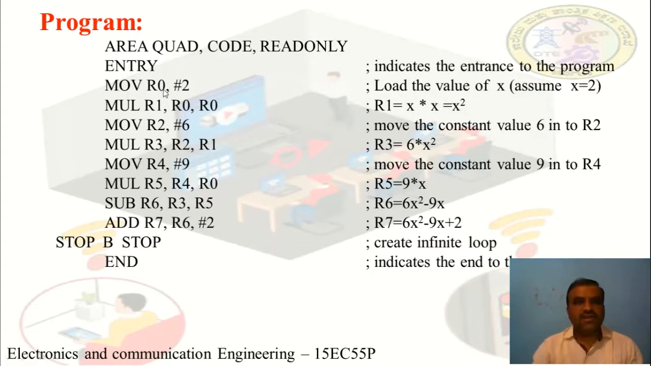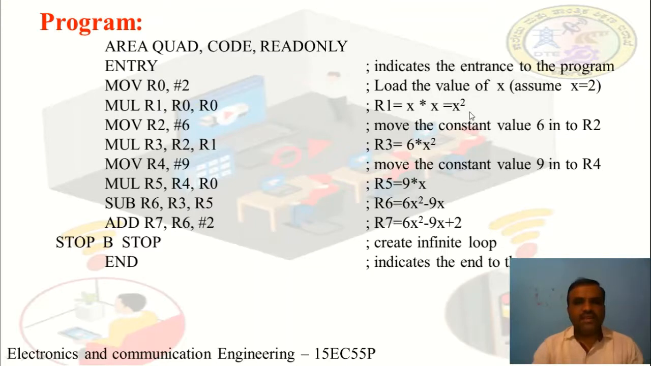So for that purpose, I have written mul instruction, MUL R1, R0, R0. So here we are going to multiply R0 with R0, that is x into x, that is x square, that will be stored in R1. Now R1 contains x square.